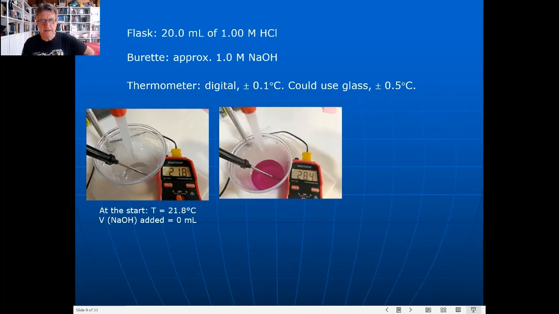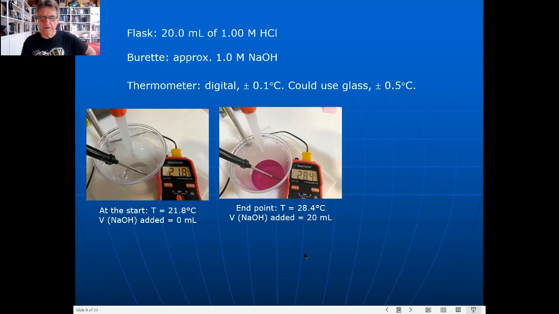Now, at the indicator end point, when the phenolphthalein changed colour to pink, which is a pH of about 8.2, the temperature had risen to 28.4, so you can see it there. And the volume of sodium hydroxide added was 20 mils, as you'd expect, because they're both around about 1 molar, so you'd expect 20 mils of sodium hydroxide.